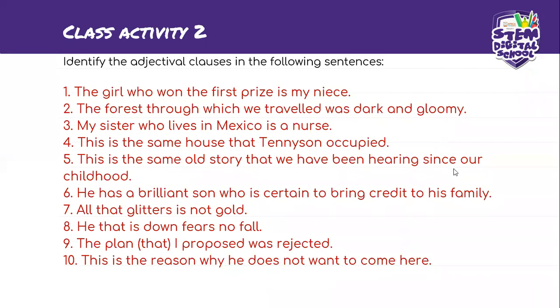The next one: he has a brilliant son who is certain to bring credit to his family. Natalie sent this up. She will answer that one for us. Who is certain to bring credit. Thank you. Yes, Natalie, that is correct. So who is certain to bring credit is our adjectival clause in this sentence.